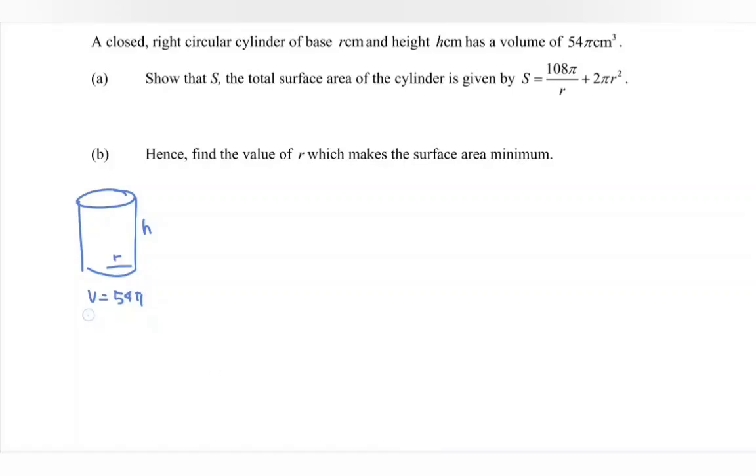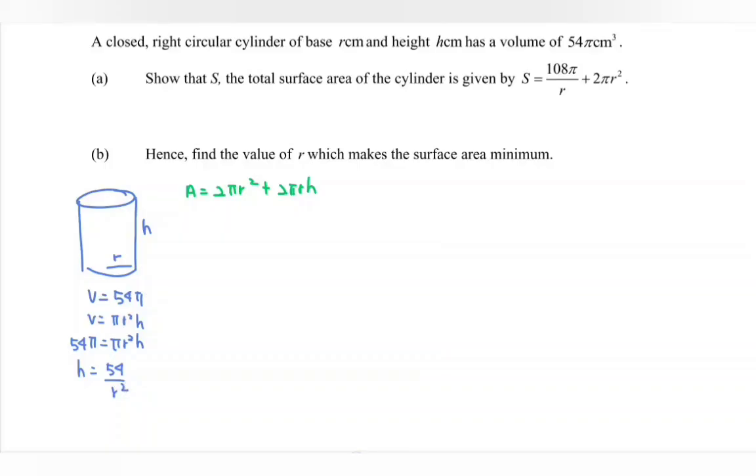So the suggestion would be the formula for volume, πr²h. Continue with the area. So for area we will have 2πr² because of the top and also the bottom, and then we add the body, 2πrh. So based on the situation given, A actually is S. So now what we have to do is to find h. So we have 54π equals πr²h. Rearrange, h equals 54 over r².